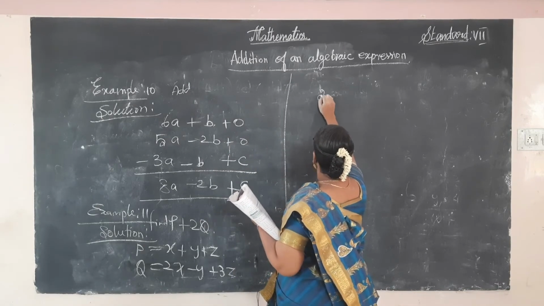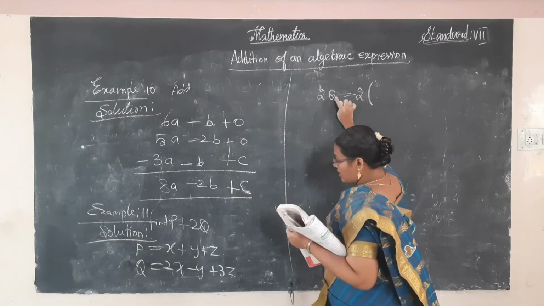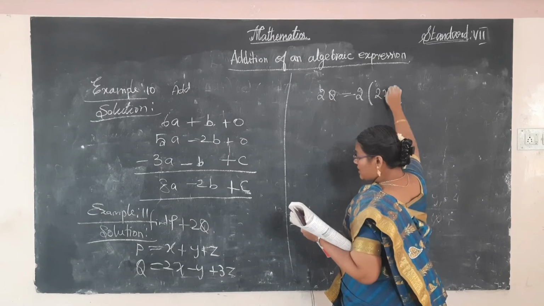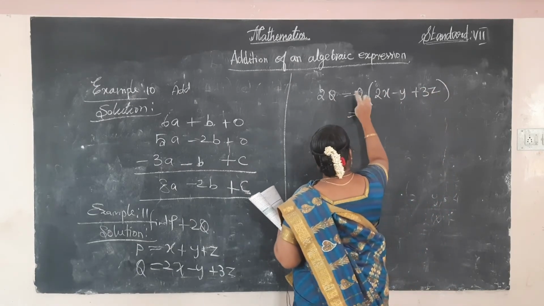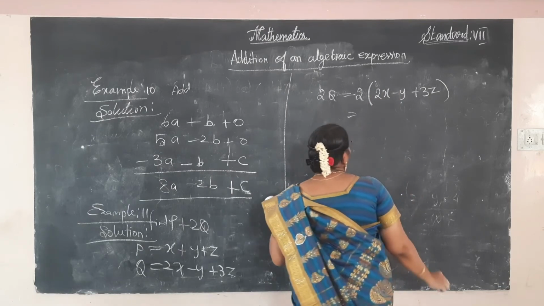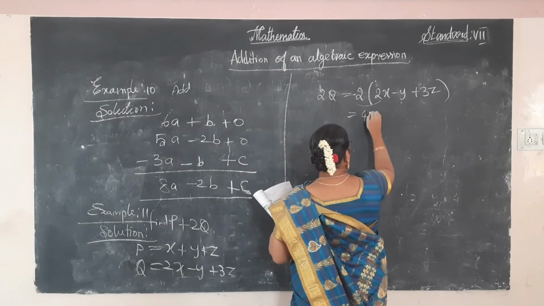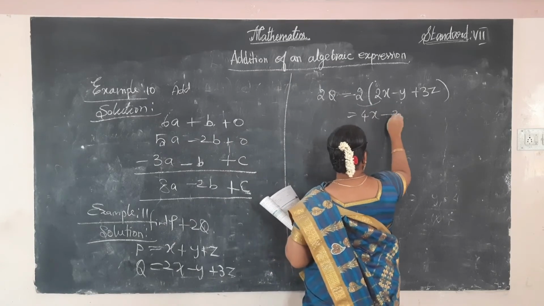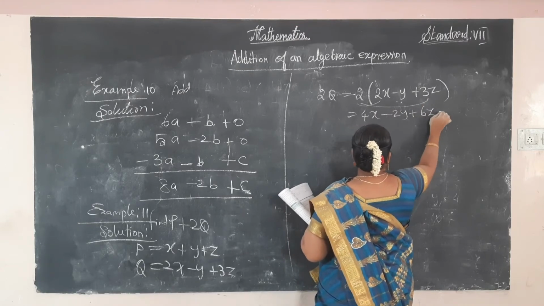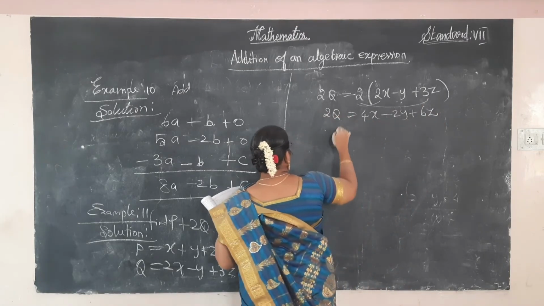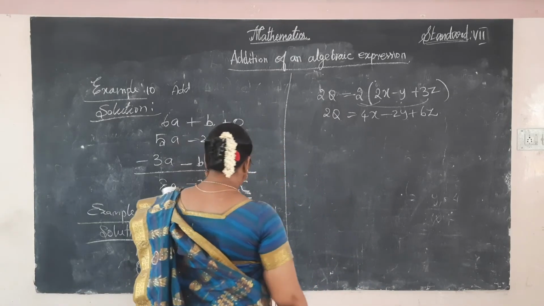First we have to find out the 2Q value. So 2 into, what is the value of Q? 2x minus y plus 3z. Multiply each term by 2. 2 2s are 4x minus 2y, 2 3s are 6z. So the value of 2Q is equal to 4x minus 2y plus 6z.